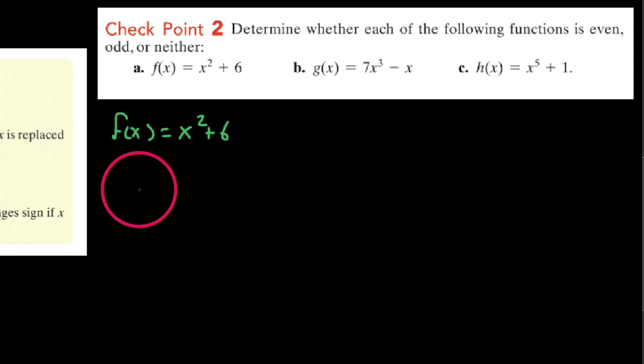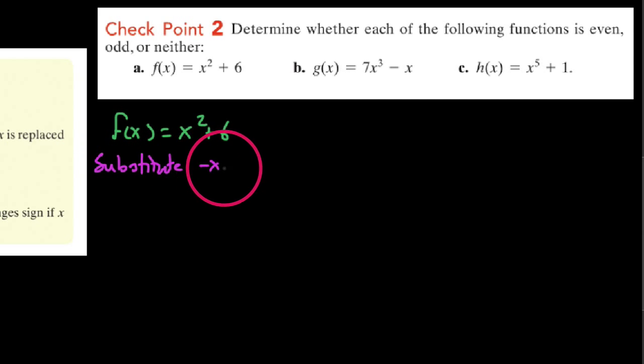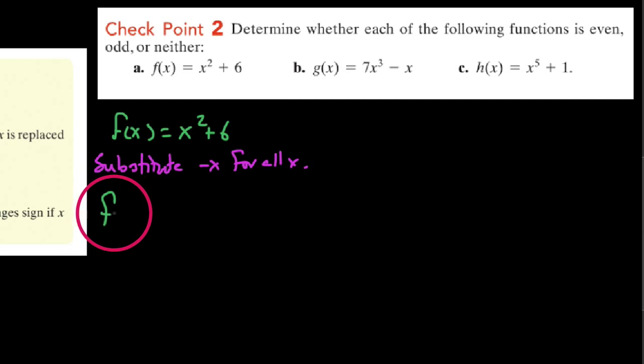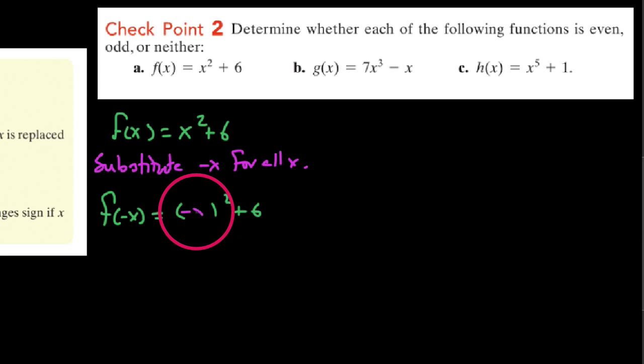So here's what we're going to do to check for even and odd. We're going to substitute a negative x for all x values. In other words, we're going to find f of negative x. And just by substitution, this means that wherever I see an x, we're going to take it out and plug in a negative x.